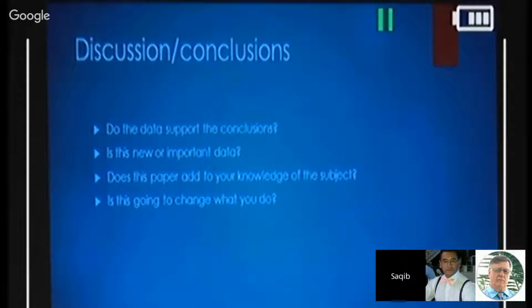Finally, the results in the discussion. Do the data support the conclusion? Is this new or important? If it's not, who cares? Does the paper add to your knowledge, and is it going to change what you're going to do? These are the things you want to look at when you're reading.